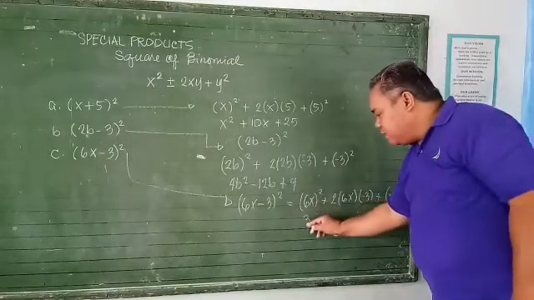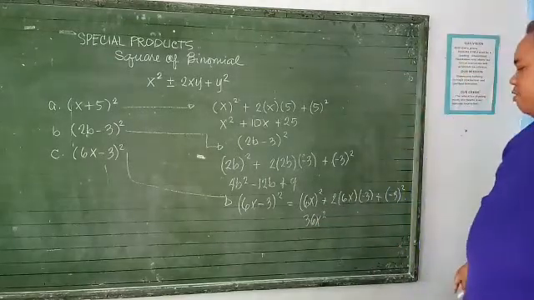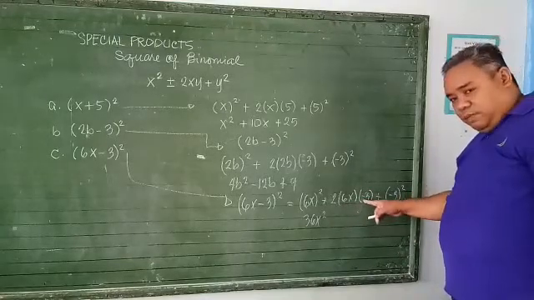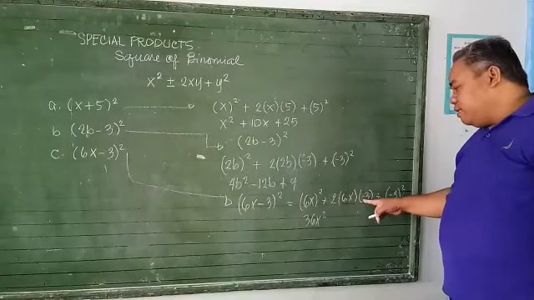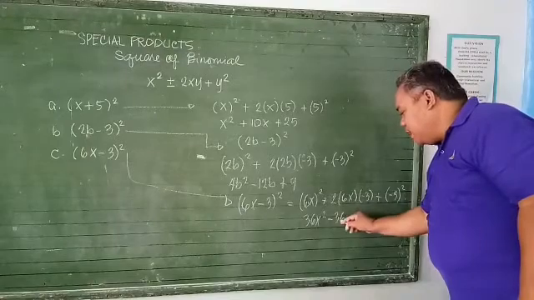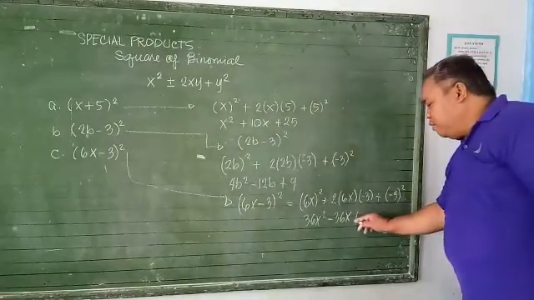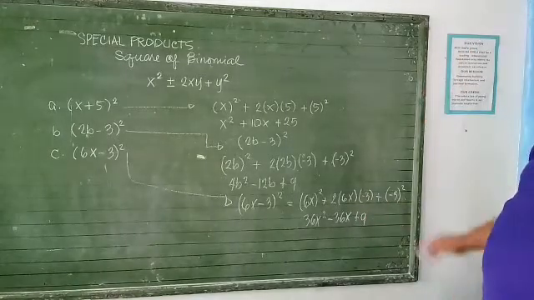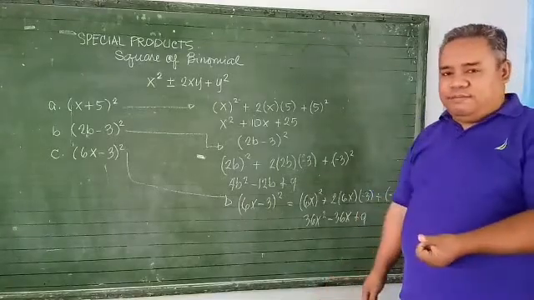This is 36x squared, and then multiply in the middle term. 2 times 6, that is 12, times negative 3 will give you negative 36. Negative 36 times x will give you negative 36x. And then square of the last term, which is 3, that gives you 9. Okay? So that's how easy you're going to solve square of binomial.